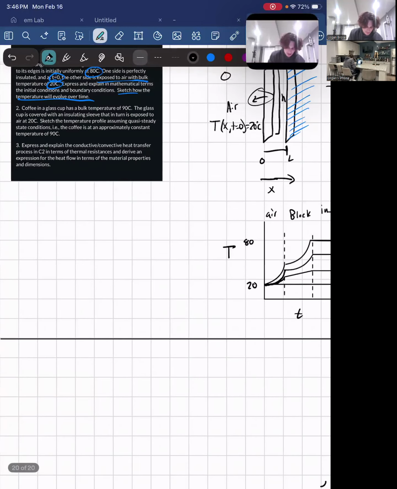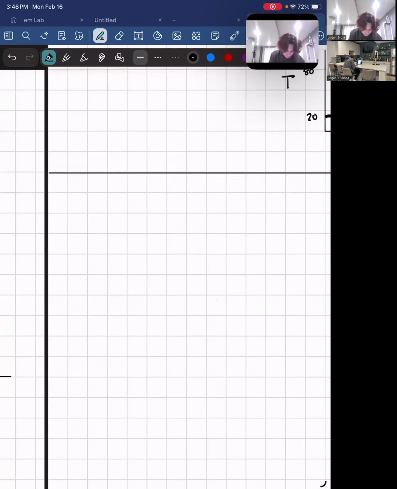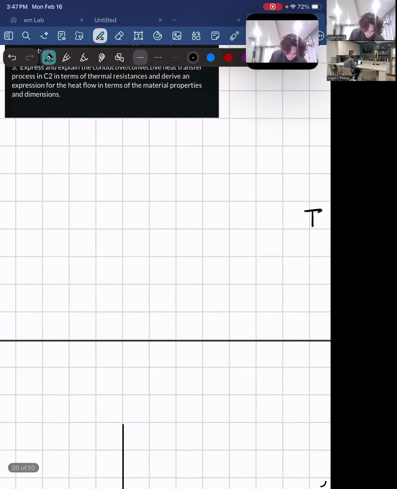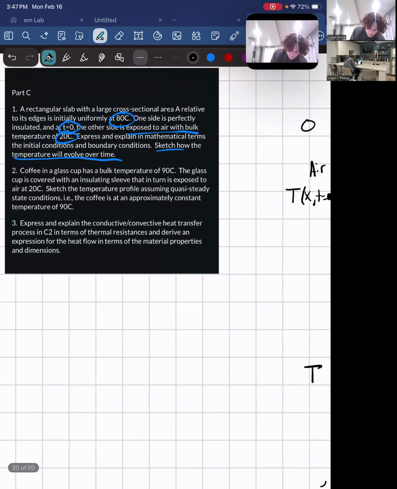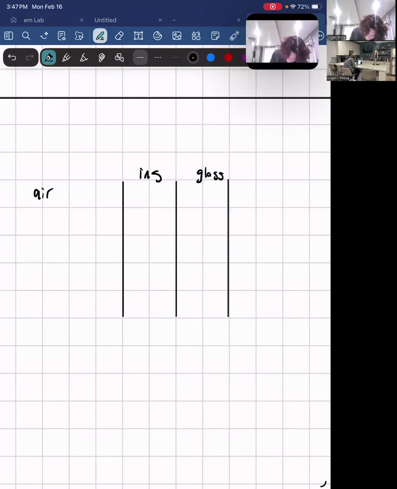So if we move on to this next part here, right, we have a coffee in a glass cup, right? If we draw this out, right, so we have glass, we have coffee, we have insulation, and we have air, right? So we're gonna have 4 sections, right? So over here we have our air. Here we will have our insulation, then our glass, right, and then we have our coffee.